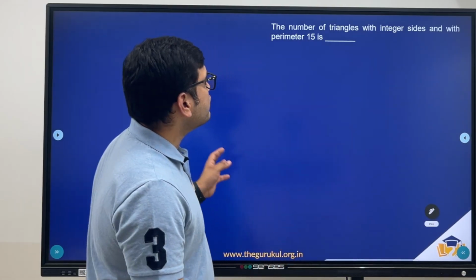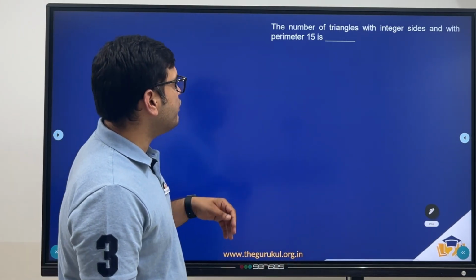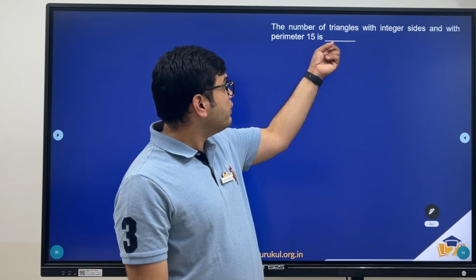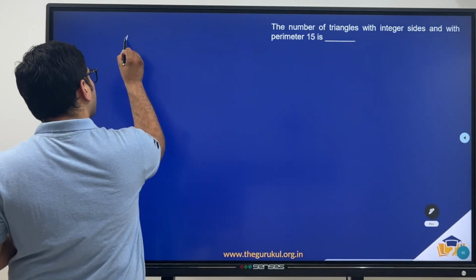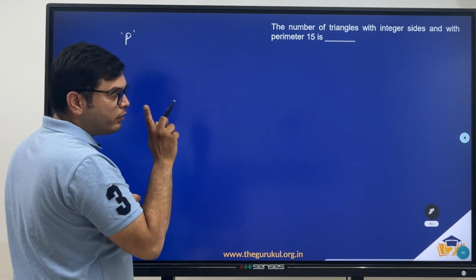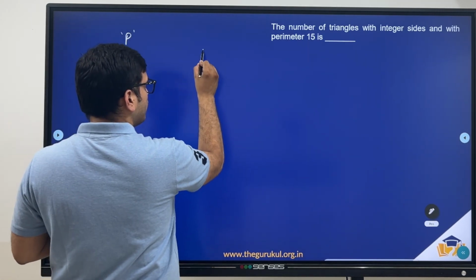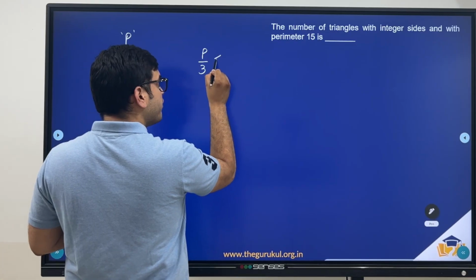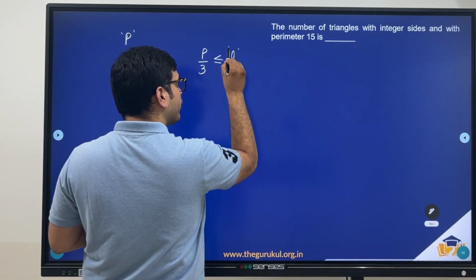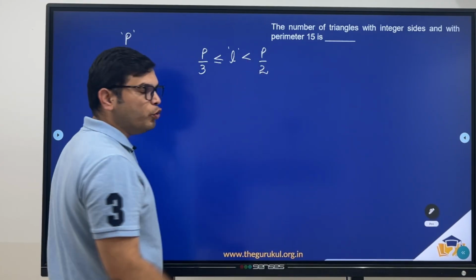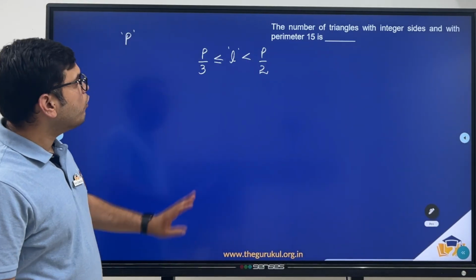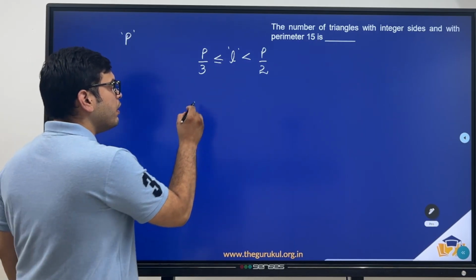Coming to the next question, the number of triangles with integer sides with perimeter 15 is, and these triangles should be distinct triangles, right? So if you are given with perimeter P, the length of the longest side should be P by 3 less than or equal to length of the longest side, strictly less than P by 2. Right? Now what is perimeter here? 15, 15 by 3.